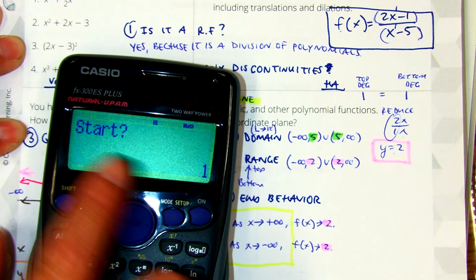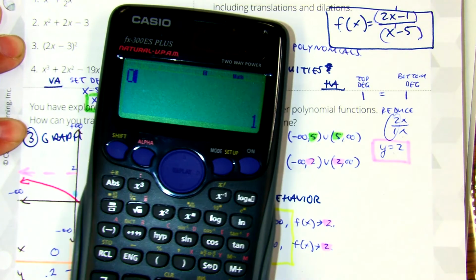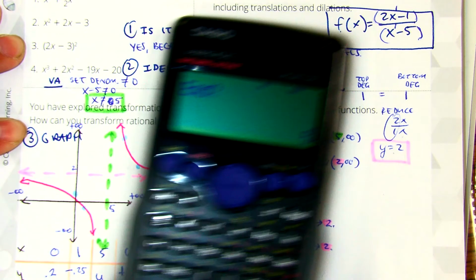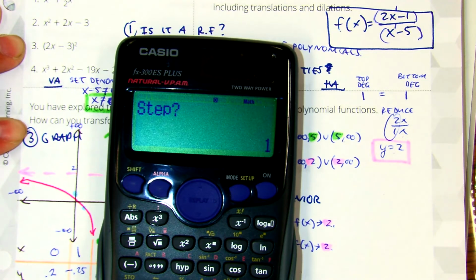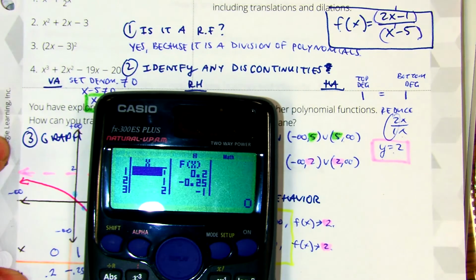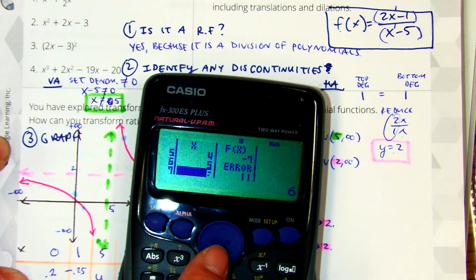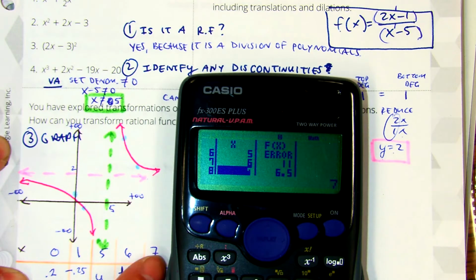Where do I start mine on? I'm going to start at 0. I'm going to go to 7. And I want to count by ones. Press enter. Then I have my answers, 0.2 and negative 0.25. Remember, 5 is an error, undefined. 6 is 11, and 7 is 6.5.